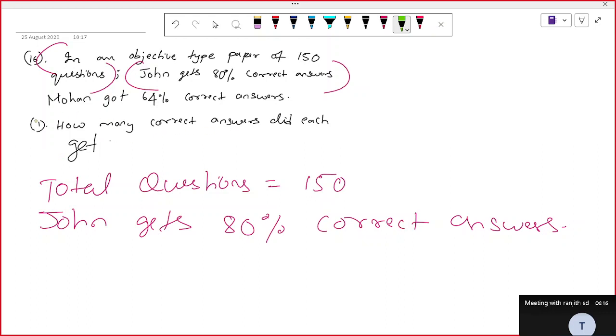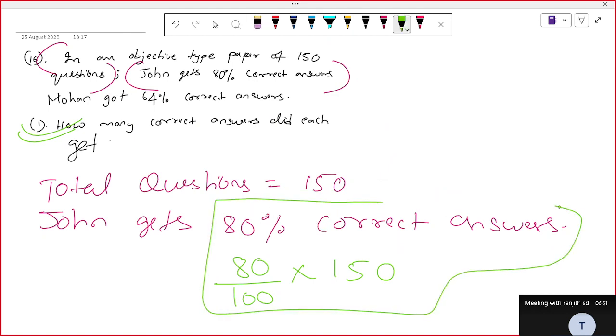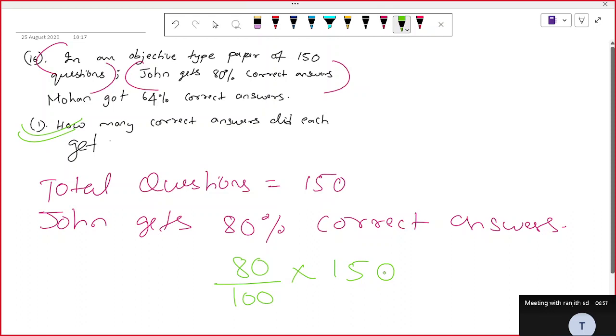How many correct answers did each get? Look here, this much John gets. So percentage is asked: 80% of 150. Take the first sentence: John gets 80% of correct answers. So 80% is 80 divided by 100, into correct answers. If questions are 150, the correct answers also should be 150. So this line I've just converted into an algebraic expression: 80 divided by 100 into the number of correct answers, 150.